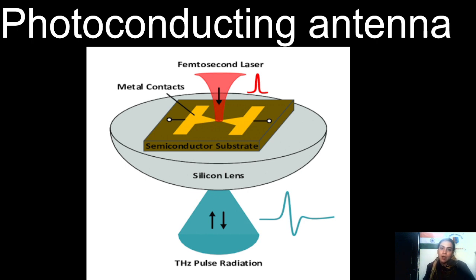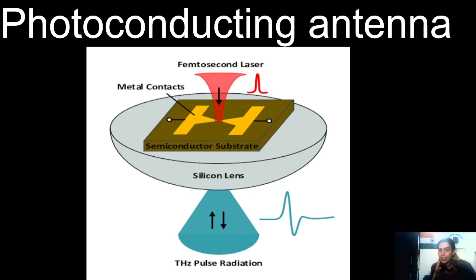Now what happens with the energy of the photons of the laser light? Electron hole pairs are generated in the semiconductor substrate, and these electrons conduct a charge. Now when these electrons are generated, we are getting an electromagnetic field because the laser is in itself an electromagnetic wave containing an electromagnetic field.